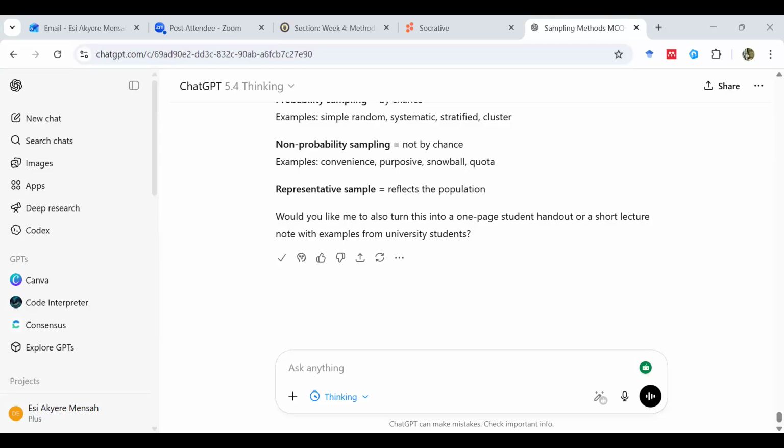Yes. So that is systematic. And the system is what? The nth person from a list. Okay. Now we have stratified. What is stratified?